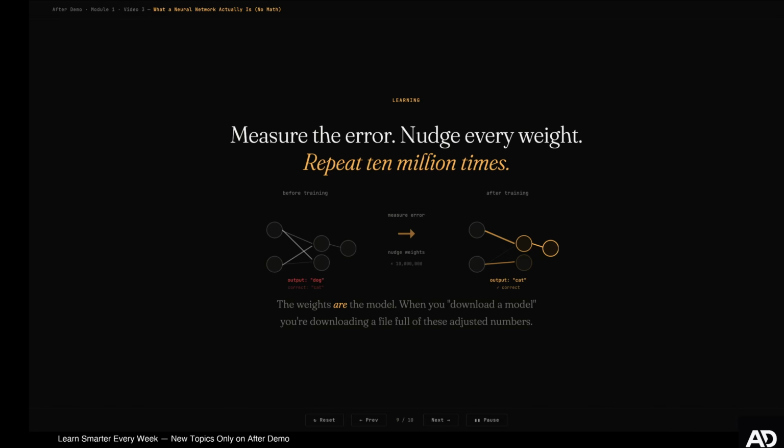Those weights are the model. When people say download a model, they are literally downloading a file full of these adjusted numbers. That's it. That's what the training produces.